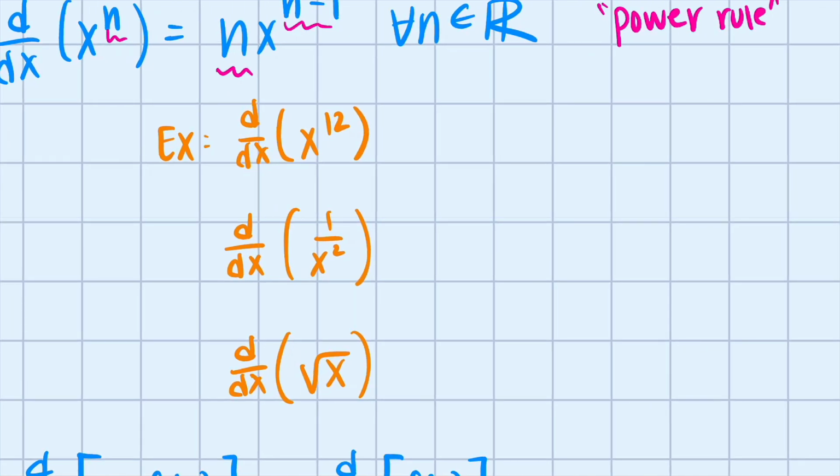So first one, I want the derivative of x to the 12th. So again, think of it as bringing the exponent down. I still have my x, and now decrease your exponent by 1. That's going to be 12x to the 11th power.